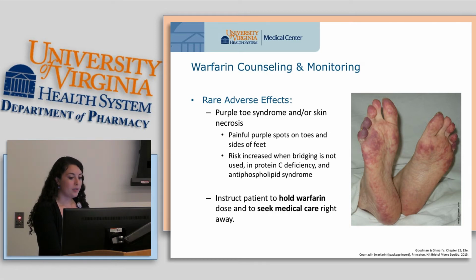The way that we would deal with this is to tell them to not take their next dose of warfarin and to seek medical care right away. Usually this is increased when we don't bridge patients because we have more effects of the protein C deficiency, or in patients who have protein C deficiency at baseline without warfarin, or antiphospholipid syndrome. These are all patients who are at a higher risk of having this adverse event happen to them.